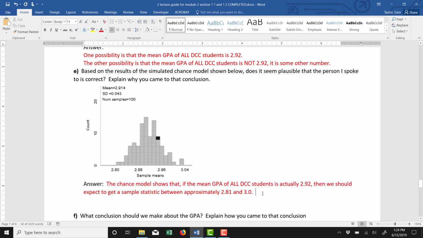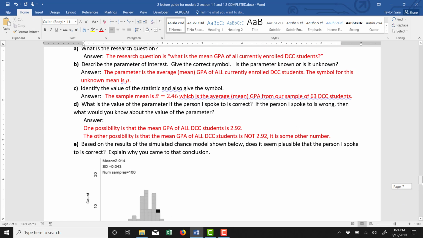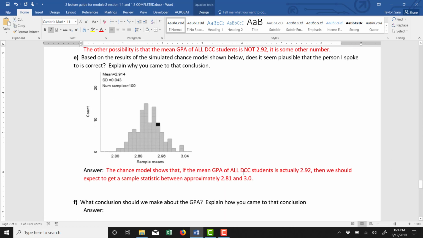I then look at what we actually got from our sample statistic. Our sample statistic was X bar equals 2.46. So I look for X bar equals 2.46 on this chance model. 2.46 is down here below the entire chance model. It's off the charts. It's an unlikely, unexpected sort of sample statistic to get if the population parameter was actually 2.92.